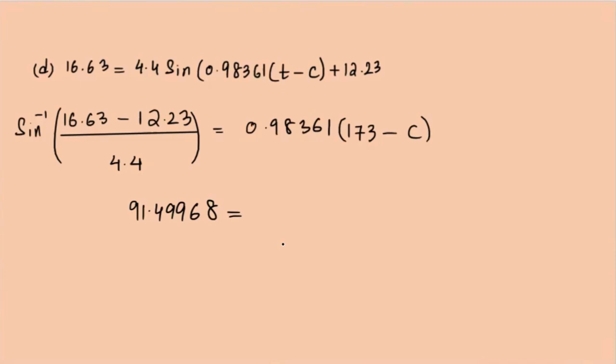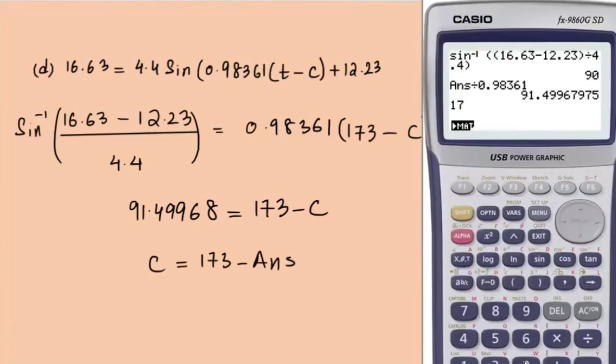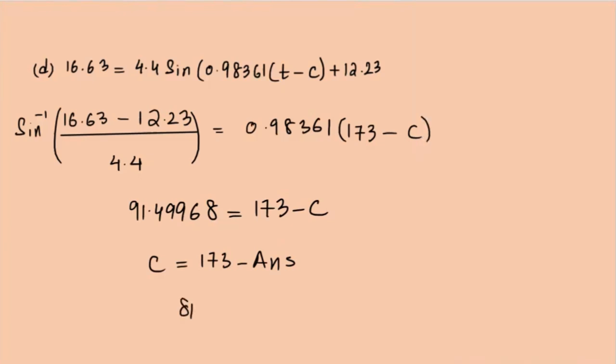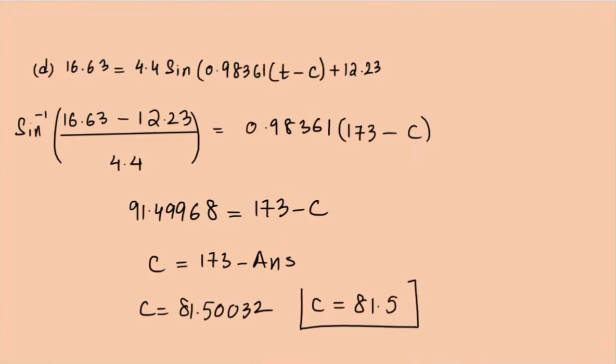91.49968 equals 173 minus C. So C is going to be 173 minus the answer. So I'm getting 81.50032. So C is going to be 81.5, right? And that's it.